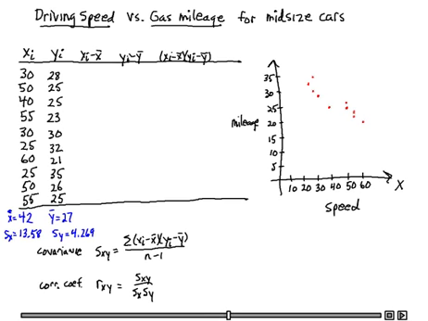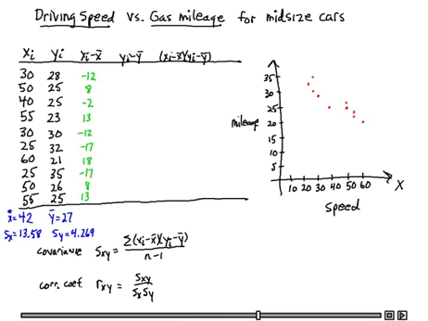x bar is 42, so I'm going to take x sub i and subtract the 42. In the first case, that would be 30, subtract 42, and I would get negative 12. So I'm taking the x sub i, subtract the x bar. The x bar is 42. The x sub i is 30. So 30 subtract 42 is negative 12. 50 subtract 42 is 8. 40 subtract 42 is negative 2. Now let me go ahead and put the rest of these in.